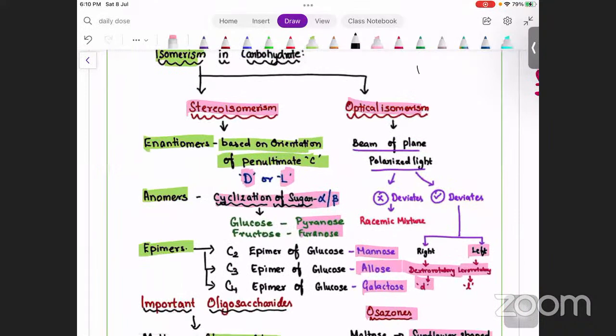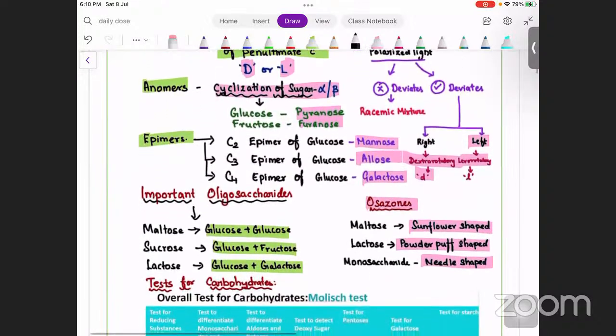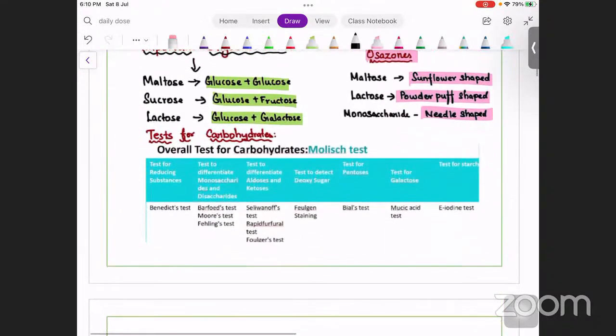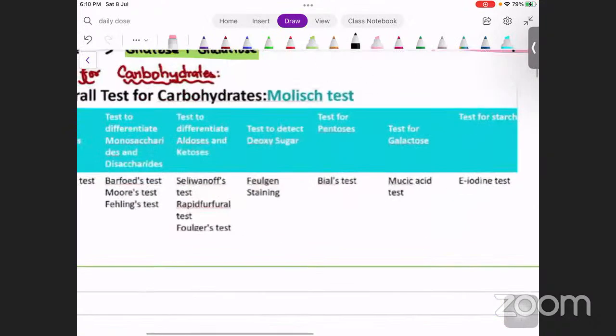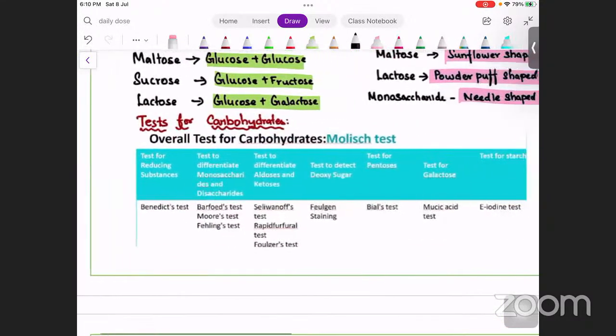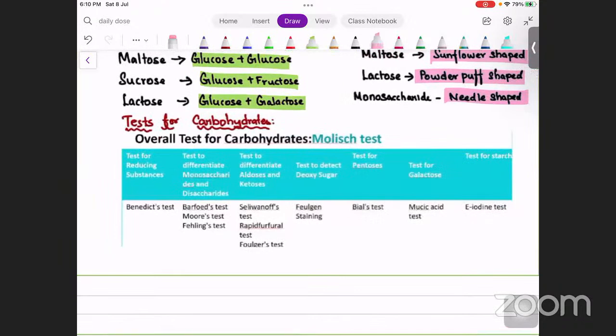Pretty low yield. They may ask you, I would rather say, 1 star to 3 star. If they want to irritate you with the tough questions, then at the time they may put you this type of questions. Okay. Apart from the test for carbohydrate, here we have the variety of tests. Among that, the important test, the overall test for carbohydrate, is Molisch test, and test for reducing substance is Benedict test, and test to differentiate aldoses and ketoses is Seliwanoff test, rapid furfural and Foulger's test, and the test for pentoses is Bial's test, and test for starch is iodine test. These are the tests where you have to remember that.